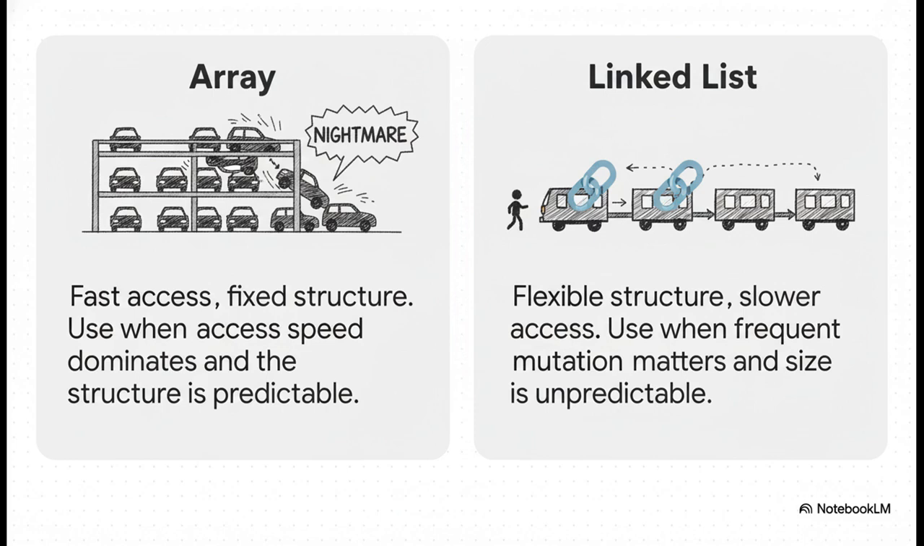A linked list, on the other hand, is more like a train. Each car just knows which car comes next. It's super easy to insert a new car anywhere in the train. But to get to the 101th car, you gotta walk through the first 100. It's a simple choice: fast access or a flexible structure.